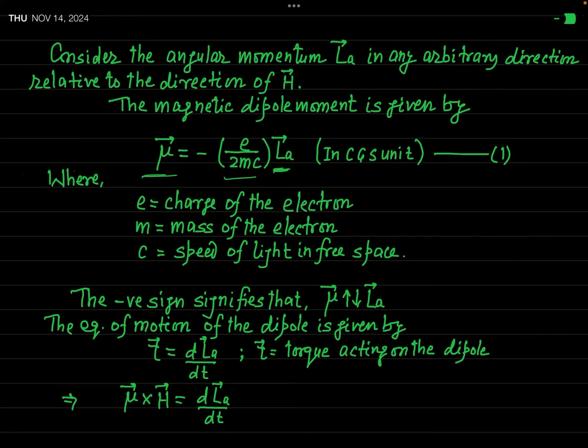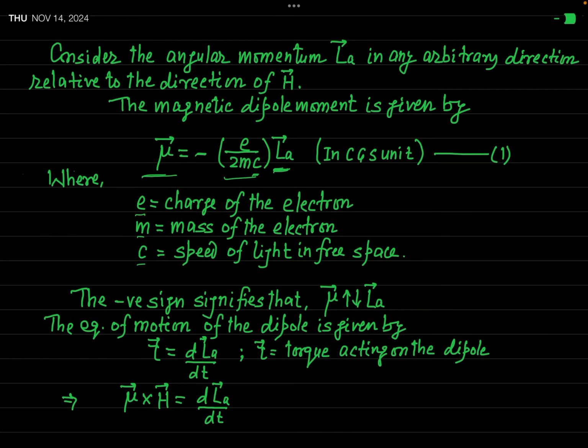If you write this expression in SI units, then this c will not be here. But as we are going to make our calculation in CGS units, c is present here. Here e is the charge of an electron, m represents the mass of the electron, and c is the speed of light in free space. This minus sign is due to the negative charge of the electron.